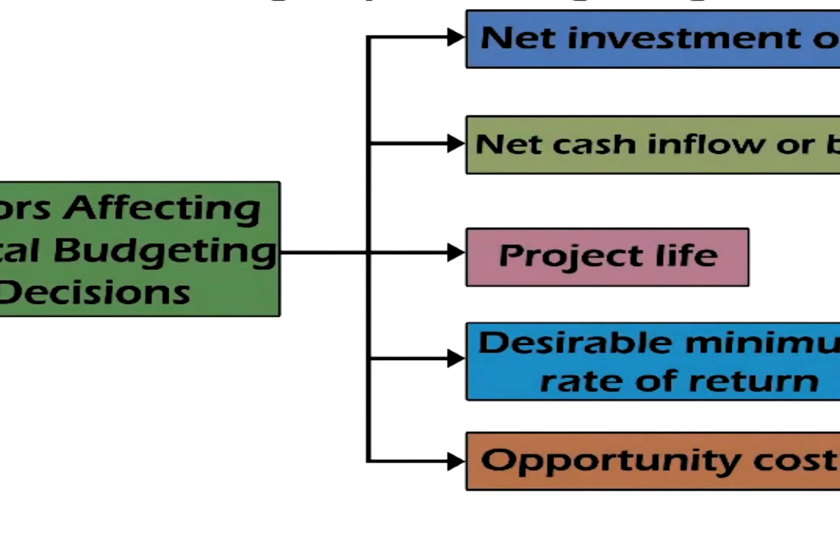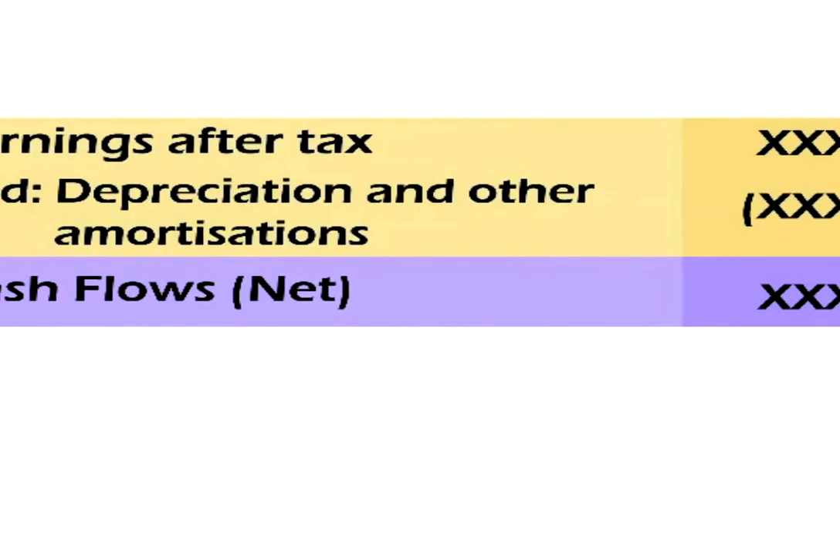The second factor is net cash inflow or benefit. It means cash flows after tax, and we need to add back depreciation and other amortization. Why do we need to add back depreciation? Because depreciation is a non-cash item. We do not need to spend money on such an item of expense. It's a totally non-cash expense.